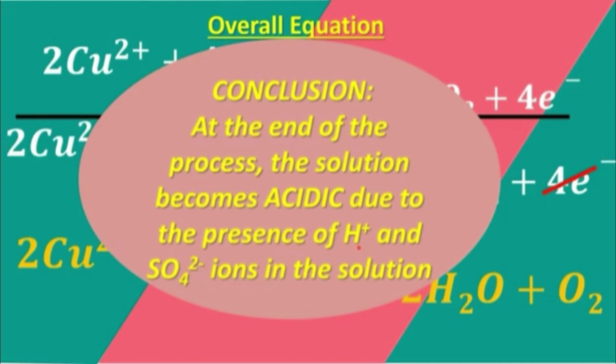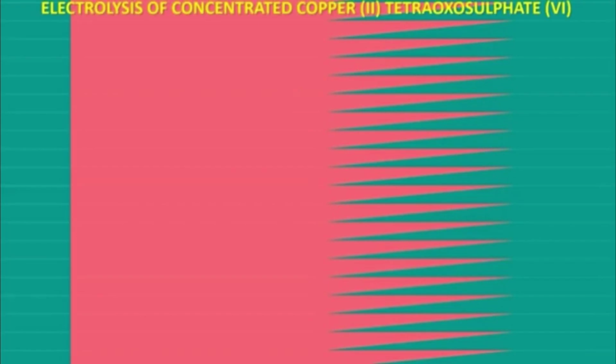Now, our electrolyte will now become what? Acidic. Why? Because our electrolyte now contains hydrogen ions and sulphate ions. And we know hydrogen ions are responsible for what? Acidity, is it not? Yes.